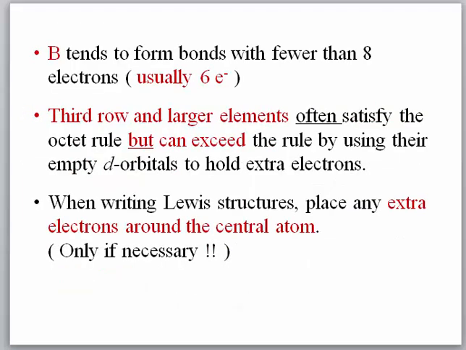Remember, boron tends to form fewer than 4 bonds. It's electron deficient and usually only has 3 bonds or 6 electrons. You can start breaking the octet rule with third row elements and larger that will often satisfy the octet, but they can hold extra electrons in their d orbitals. So if you have extra electrons, if you've counted them up and you have more that you need to place, they have to go on that central atom, and it has to be able to break those rules.